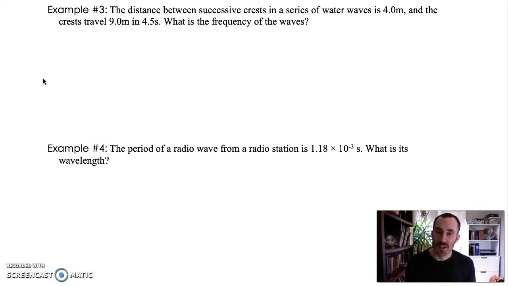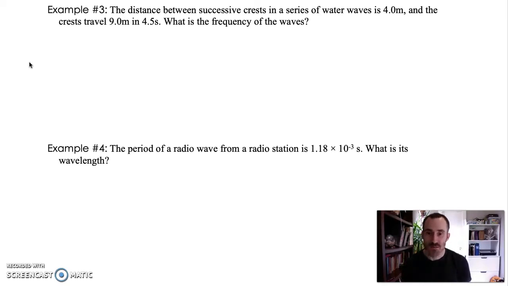Now we're going to do another couple examples using the wave equation. The distance between successive crests in a series of water waves is 4 meters, and the crests travel 9 meters in 4.5 seconds. What is the frequency of the waves? So using the wave equation is pretty straightforward. What is more difficult is figuring out what exactly you're looking at in the question.